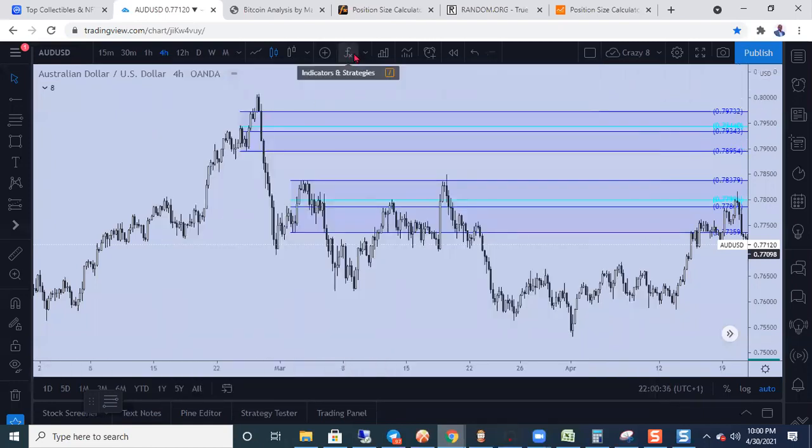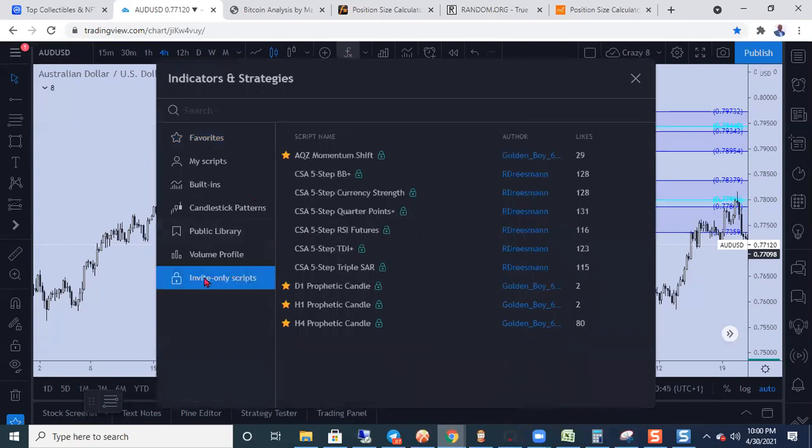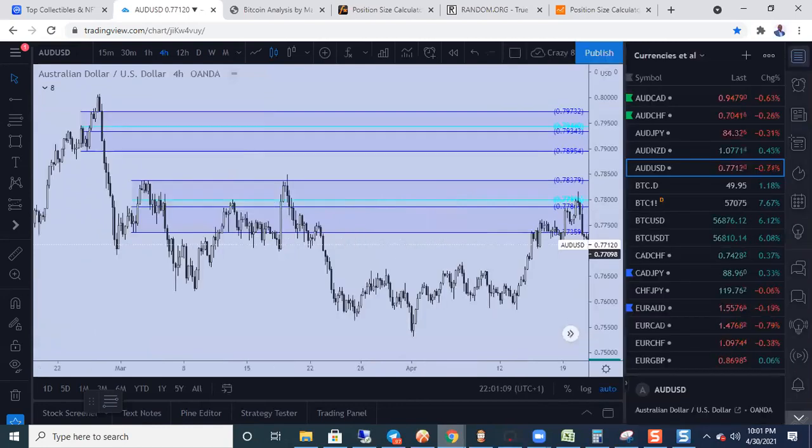Yeah, so you see this button FX, this is like a function button for those of you who are science students. When you click on it, you're going to find invite only scripts here. And then you find the AQZ. I have the H4, the H1, the daily, the AQZ momentum shift. And of course, we have some other indicators. We'll create some other time to teach on them. But it's very, very interesting trading the AQZ way.